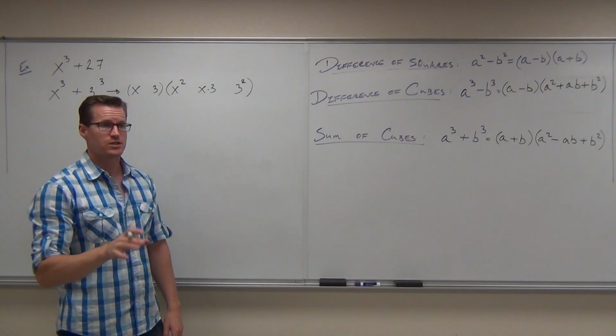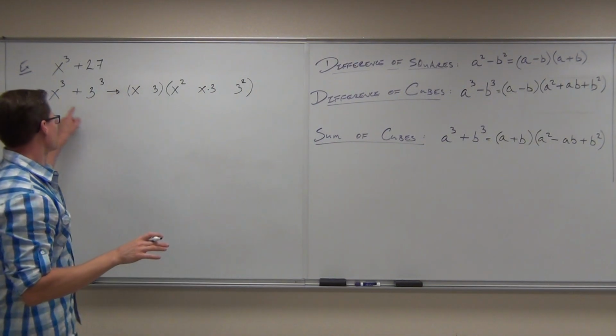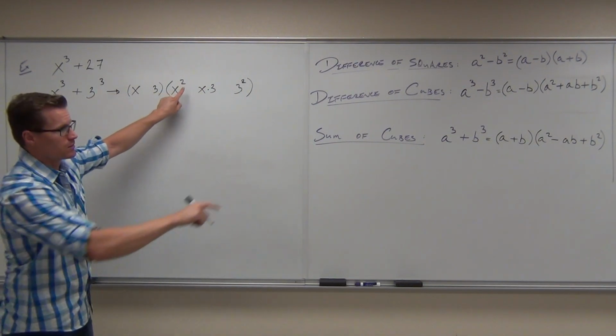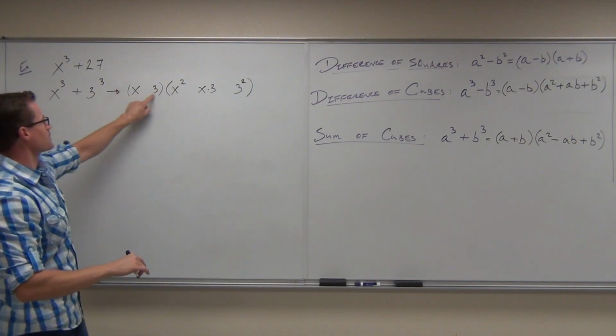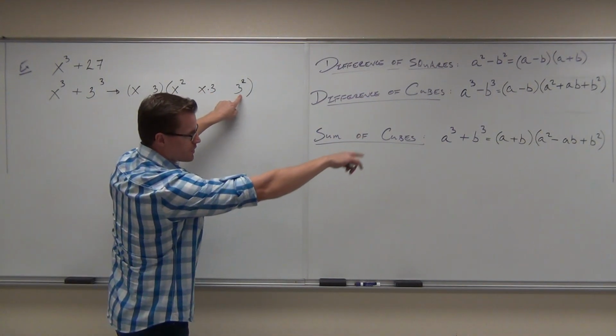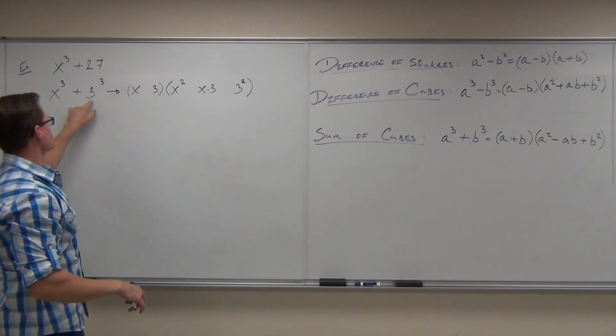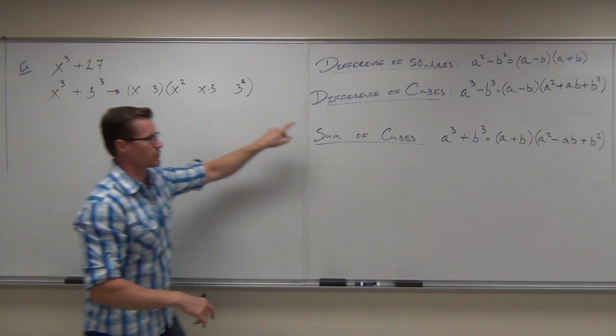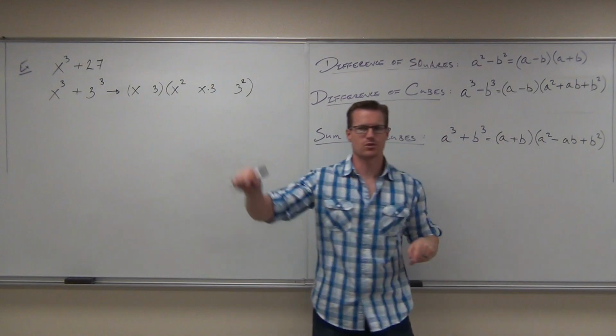Let's verify that all these things are in the right spot. We've got the first thing going first with an x squared. Check the formula. We get the last thing going last with the 3 squared. Check the formula. And then we have these two terms, both of them, right in the middle with multiplication, just like it says right there. Show of hands if you're okay with that so far.